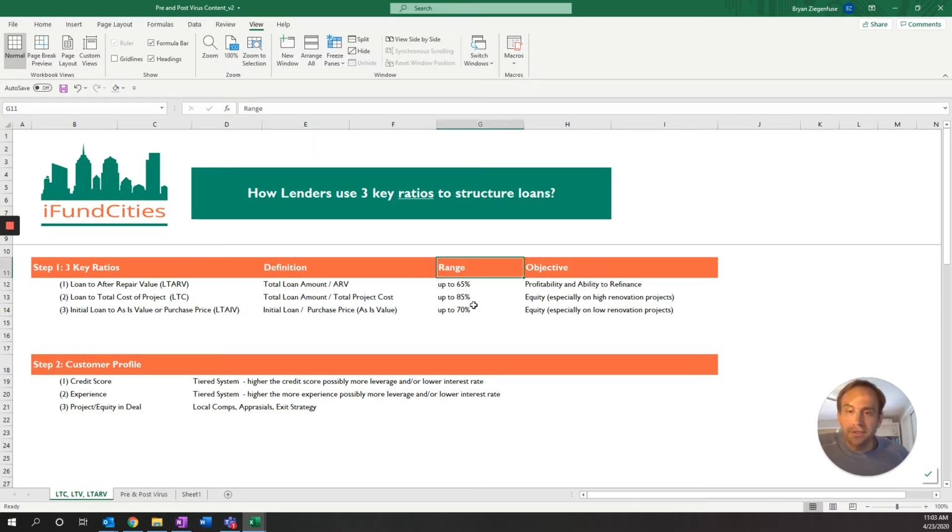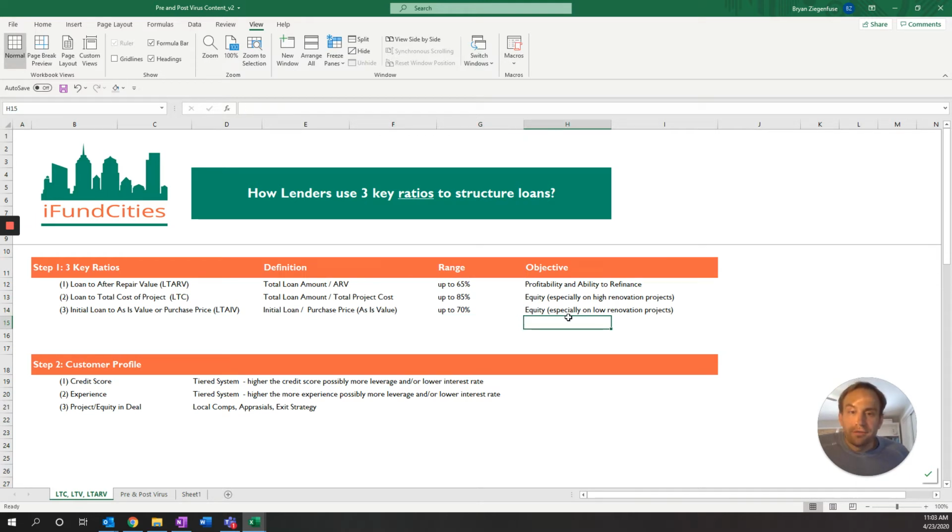The ranges, or I like to call them thresholds, really vary from lender to lender. Here, for illustrative purposes, this is what we're utilizing today. Loan to after repair value up to 65%, loan to cost up to 85%, and loan to the day one, or initial loan amount, up to 70%.